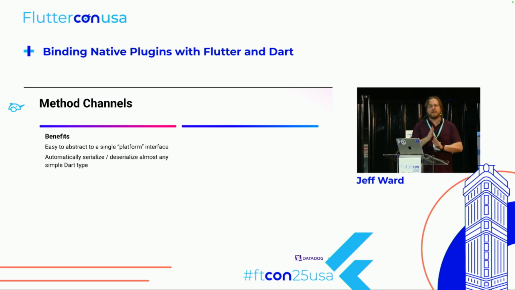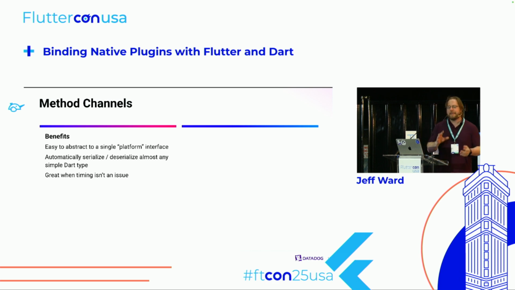The other nice thing is that method channels will serialize and deserialize almost any simple Dart type, and that includes all the typed data types. Float32List, Float64List, all of those. And they're great when timing isn't an issue. When I need to kind of fire and forget something and I don't need that response in real time, method channels are a very, very nice way to do that.